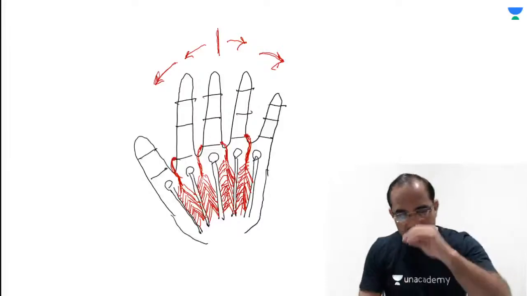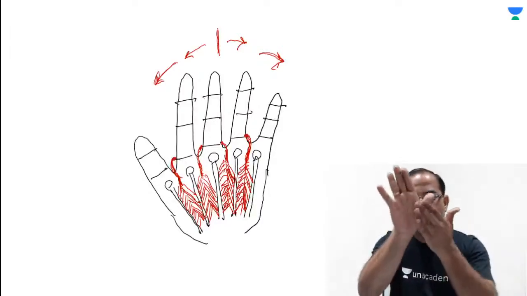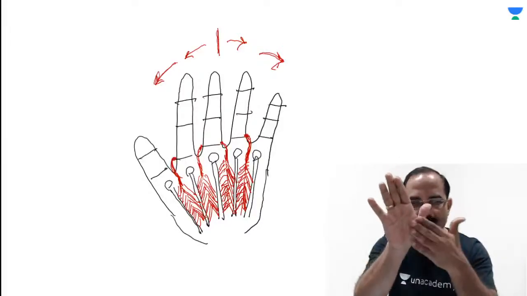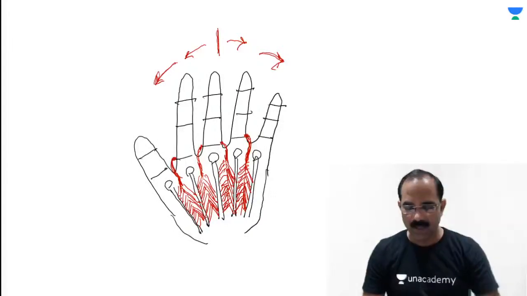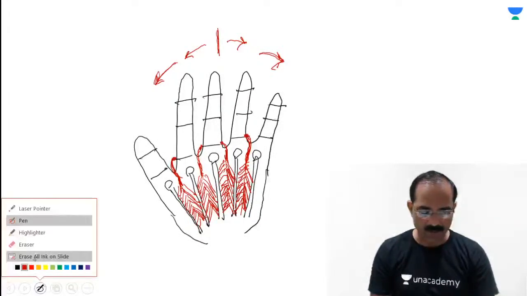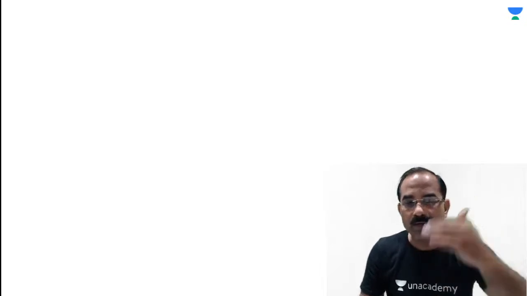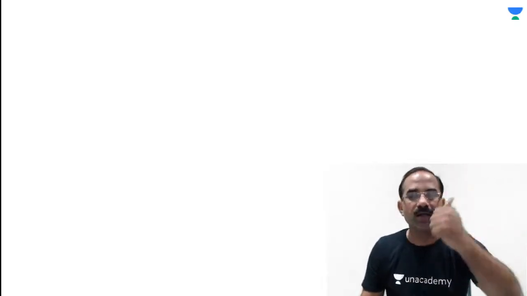Before that, tell me students, who supplies the skin over the thenar eminence? That's the palmar cutaneous branch of median nerve. You remember this? And who supplies the skin over the hypothenar eminence? Do you remember this? The palmar cutaneous branch of ulnar nerve. And both these nerves go above the flexor retinaculum.